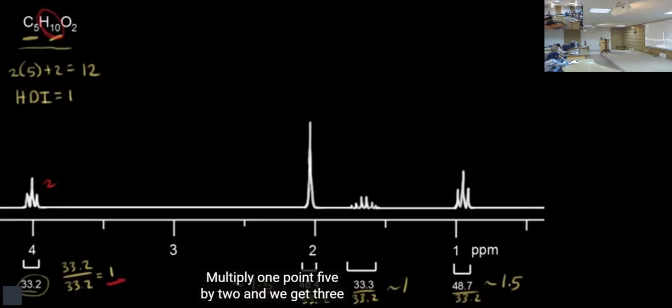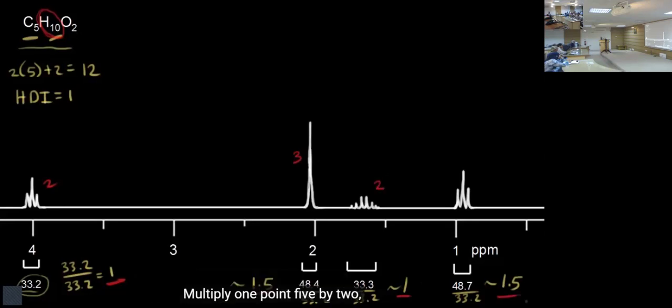Multiply 1.5 by 2 and we get 3. So this signal represents 3 protons. Multiply 1 by 2, this signal is 2 protons. Multiply 1.5 by 2, this signal is 3 protons. All right, let's go through and look at each signal one by one. We start with the signal that has 2 protons on the left over here.